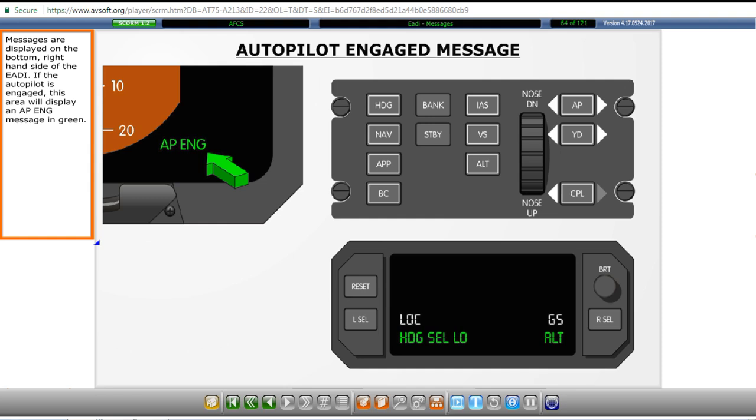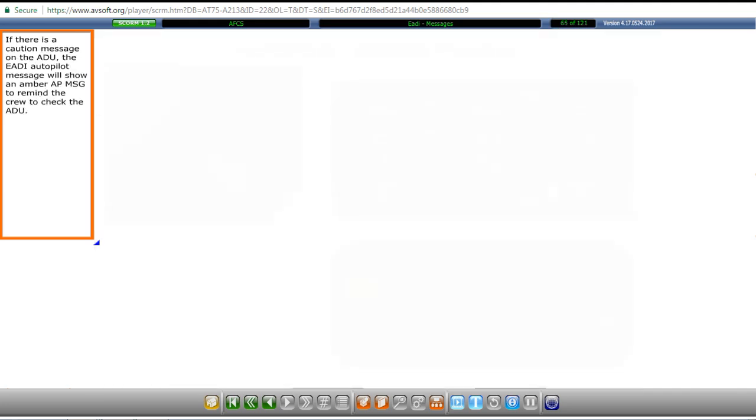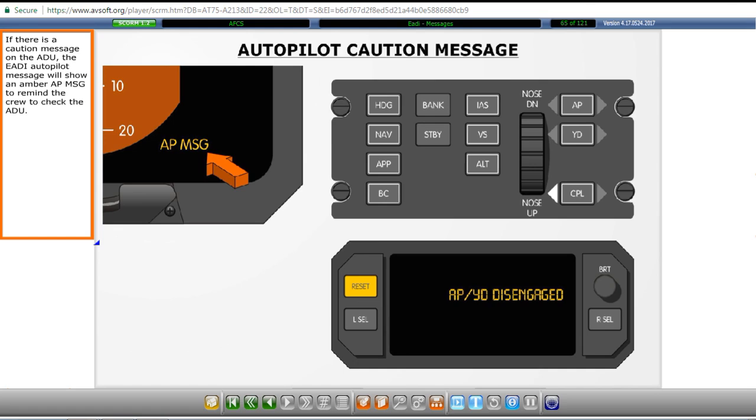Messages are displayed on the bottom right-hand side of the EADI. If the autopilot is engaged, this area will display an autopilot engaged message in green. If there's a caution message on the ADU, the EADI autopilot message will show an amber autopilot message to remind the crew to check the advisory display unit.